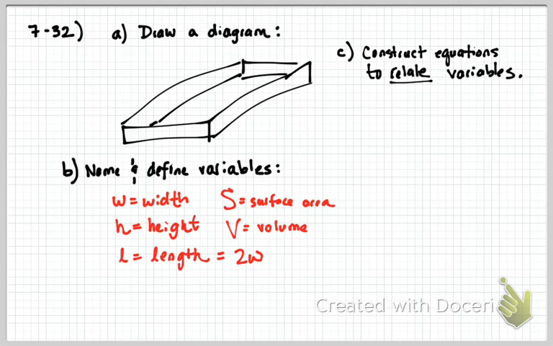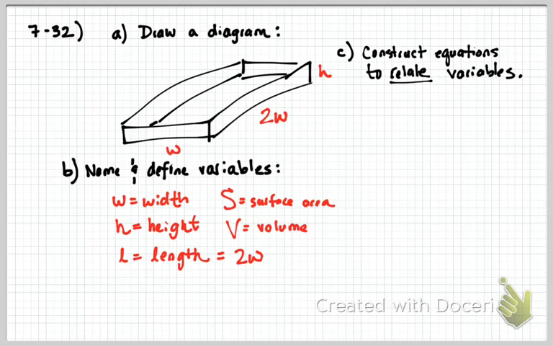Yeah, L is 2W, so now we only have 4 variables. Okay, so let's go up to our diagram. This is why we draw a picture and label it. We have width, we have length, which is now known as 2W. And what's our third variable? Height. Good.